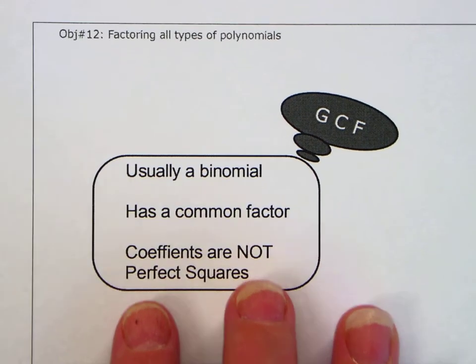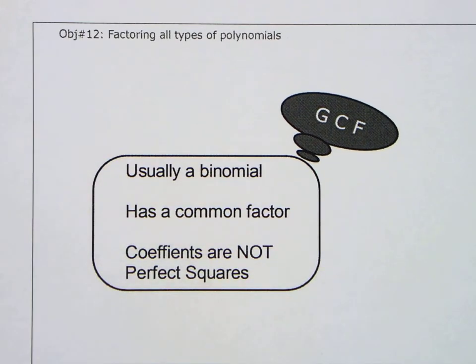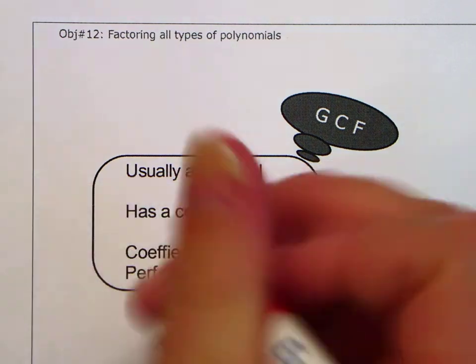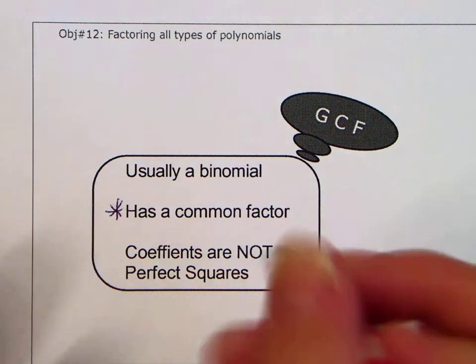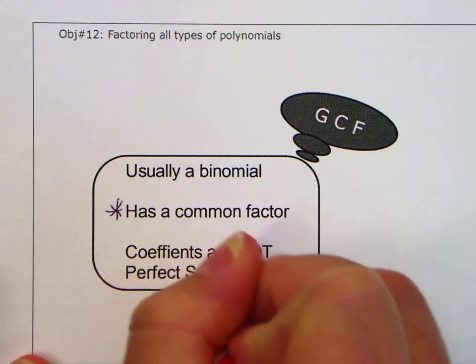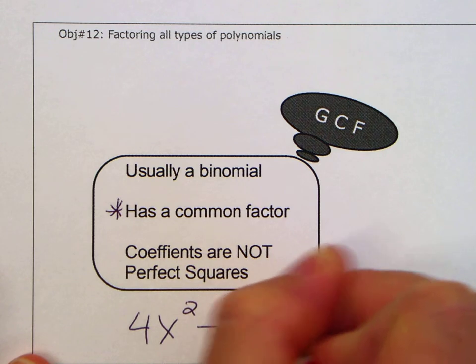GCF is usually a binomial, but it can be a trinomial. That's why it says usually. Has a common factor every single time. Coefficients, again, are usually not perfect squares. They can be. Sometimes I'm super mean, and I'll give you one. Like, for example, 4x squared minus 25x.